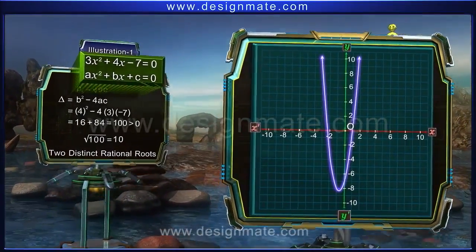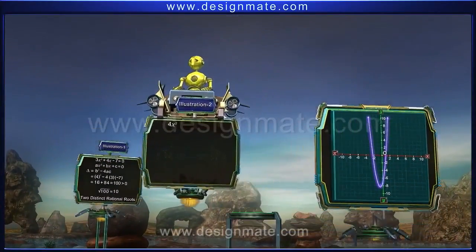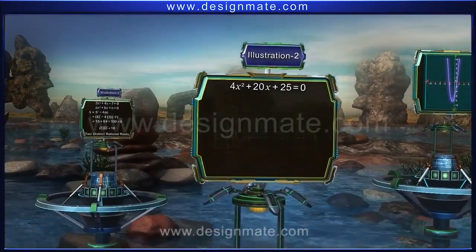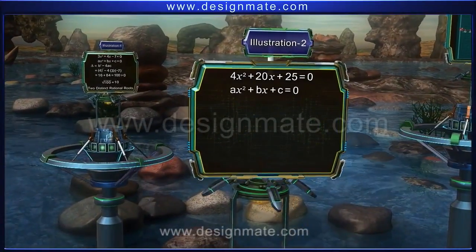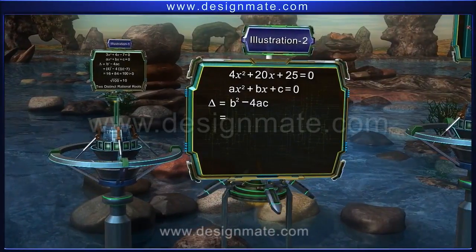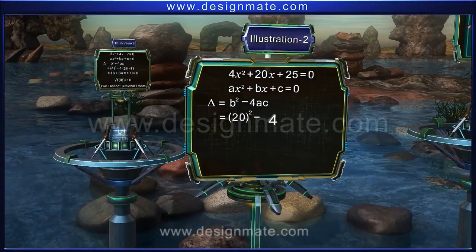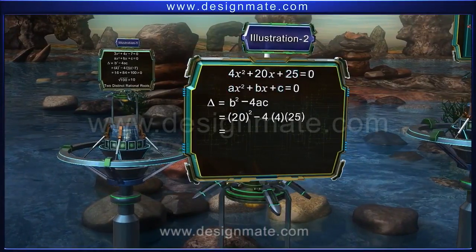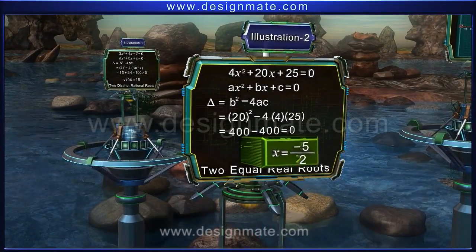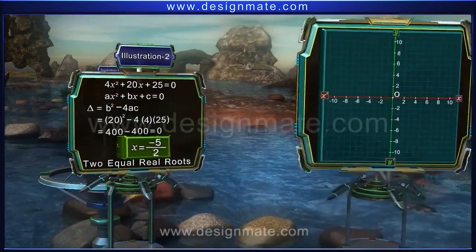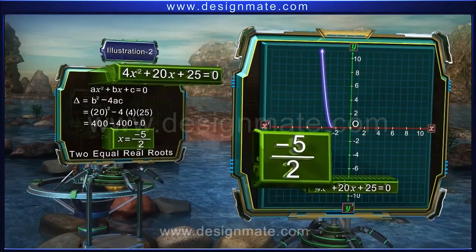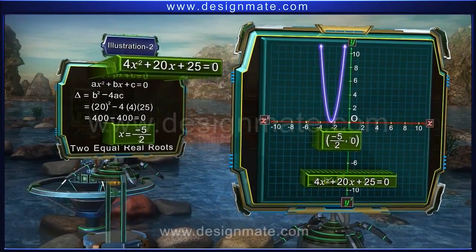Let us consider another quadratic equation. 4x squared plus 20x plus 25 equals 0. Now we will find the discriminant of the equation. Delta equals b squared minus 4ac equals 20 squared minus 4 times 4 times 25 is equal to 0. Thus, the quadratic equation has two equal roots, or we can say it has one real root. The graph of this function will be an upward opening parabola intersecting the x-axis at one point.